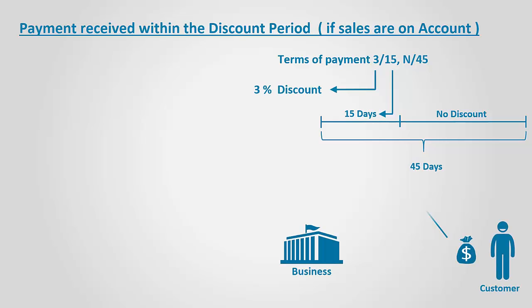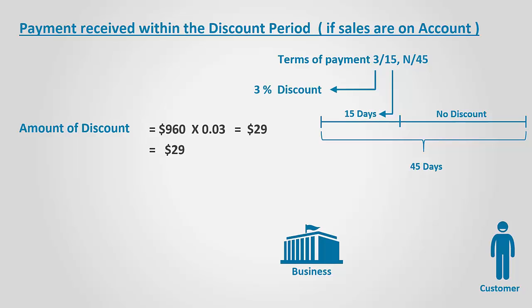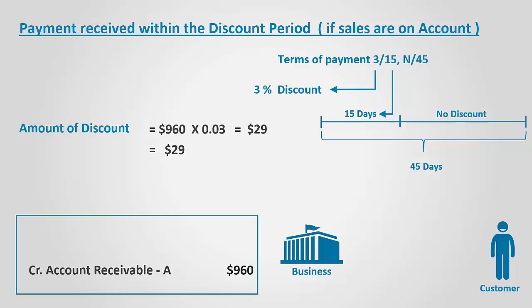Now let's assume that the customer paid within the discount period. The discount is equal to $29. The account receivable is credited by $960 as the customer does not owe the business anything after payment is done. Cash is debited by $931 as cash is received. Sales should decrease by debiting it by the amount of that discount as the sales are now less.